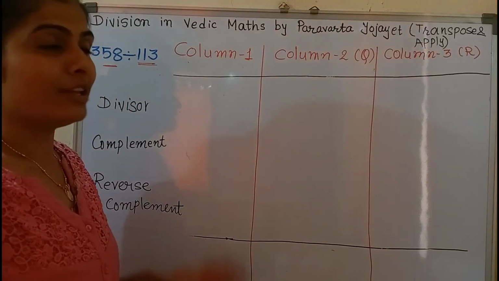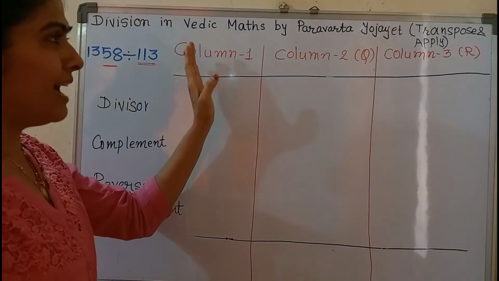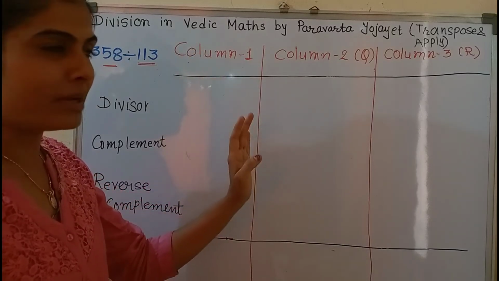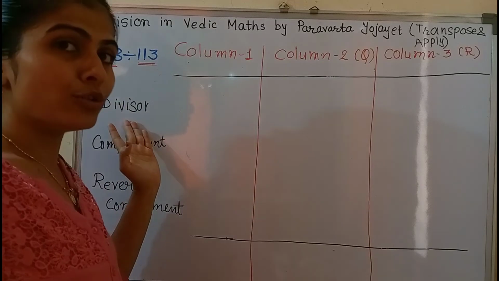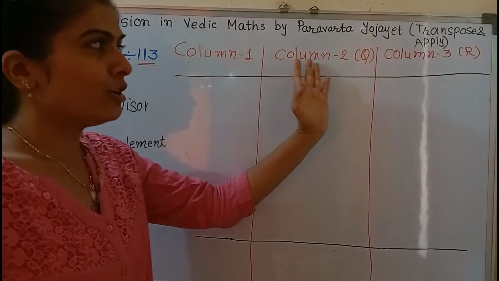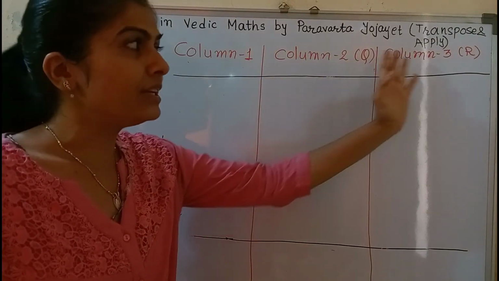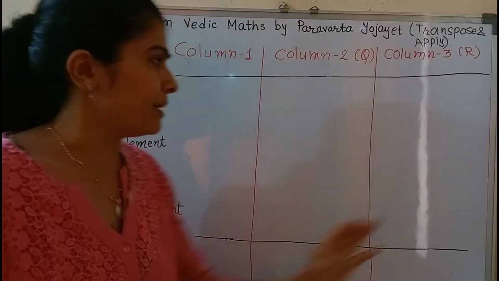I'm going to explain what this is. First, I divide the page into 3 parts. First is column number 1, where I am going to write down my divisor. The second column would represent the quotient and the third column represents the remainder.